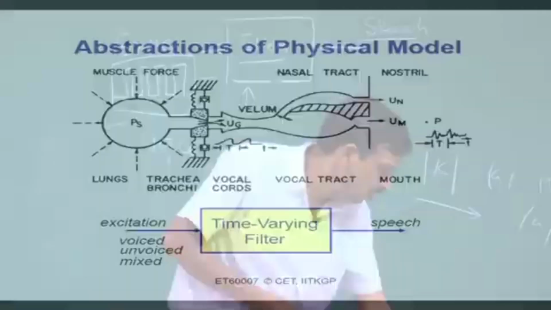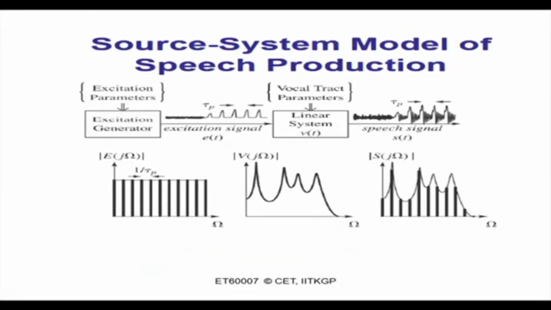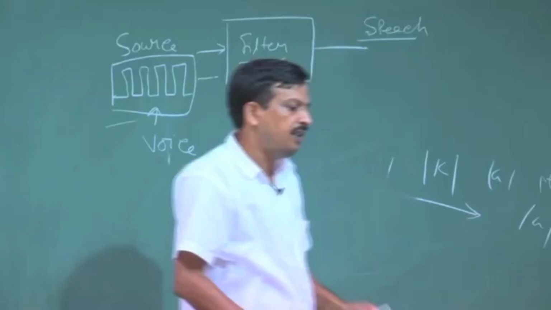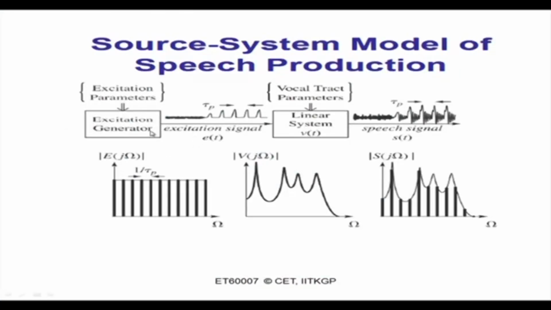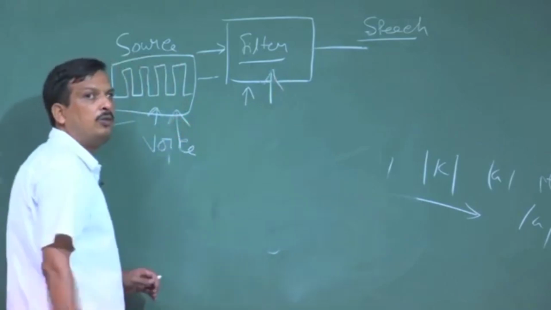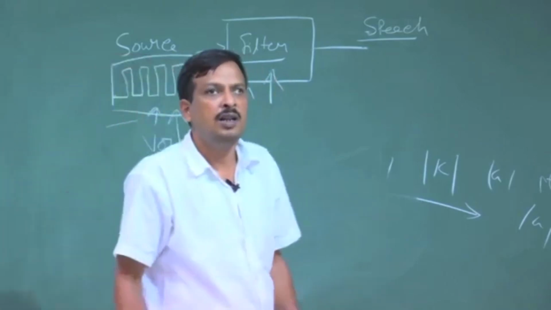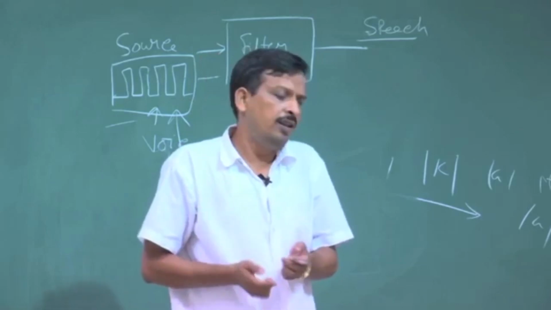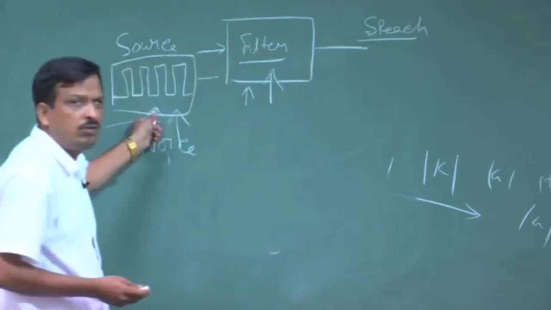Now, I will come to this one again when I talk about the tube modeling, but here I will explain. So, excitation: impulse is nothing but an excitation parameter. The excitation is generated and that excitation goes to the linear time varying system filter and I get the speech. So, this filter I have to model, and this excitation part I have to model. Now, what are the properties of this source?